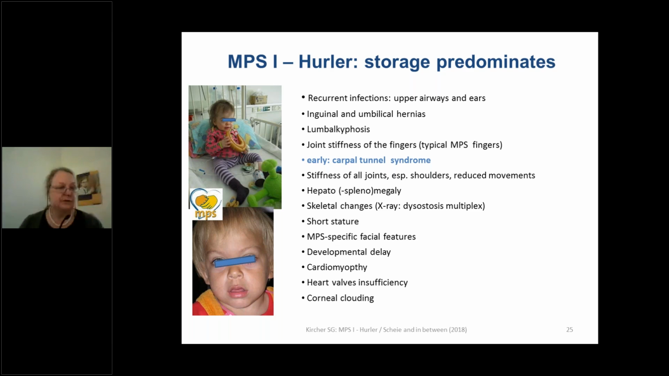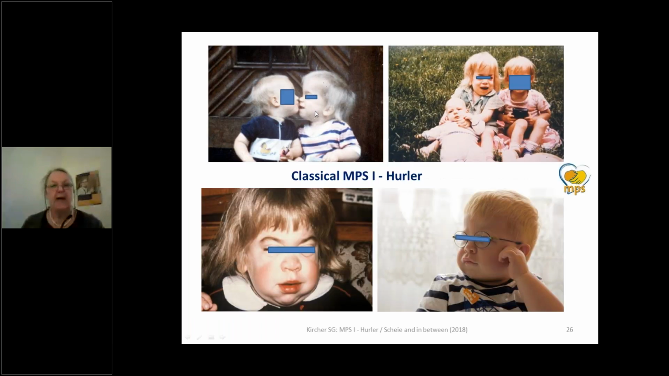If you look at the pictures here, you see that children have a really different head, and they have a very small nose, a saddle nose, low set ears, a small neck. They look really different compared to healthy children. And you see here the bushy eyebrows and the stiff hair.